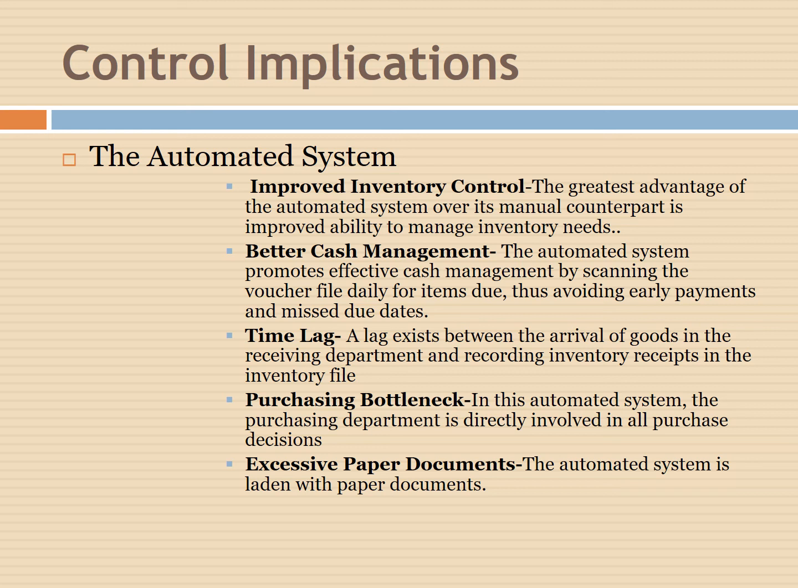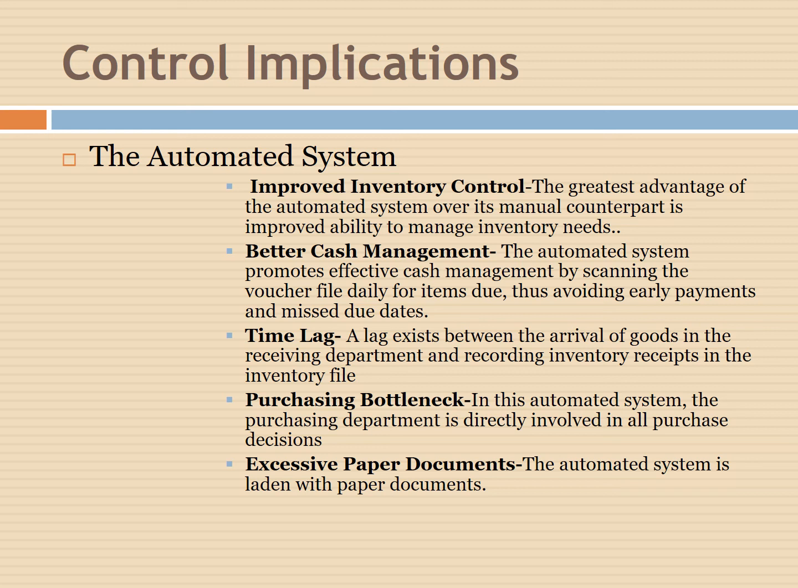So next is purchasing bottleneck. In this automated system, the purchasing department is directly involved in all purchase decisions. For many firms, this creates additional work, which extends the time lag in the ordering process. A vast number of routine purchases could be automated, freeing purchasing agents from routine work, such as preparing purchase orders and mailing them to the vendors.